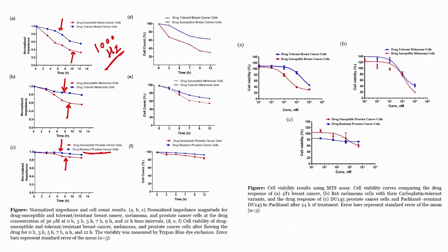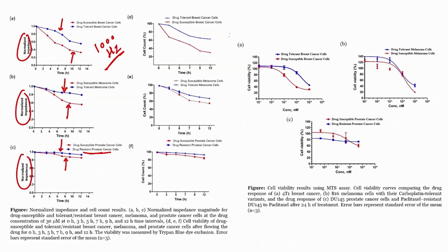So, these are all electrical measurements. A, B and C, all three are electrical properties of a cell that we are interested in measuring for different drugs. And what we can see here in A, B, C is the normalized impedance magnitude for drug susceptible and tolerant or resistant breast cancer, melanoma and prostate cancer cells at drug concentration of 30 micromolar at 0 hours, 3 hours, 5 hours, 7 hours, 9 hours and 12 hours time interval. So, this is for 30 micromolar concentration.